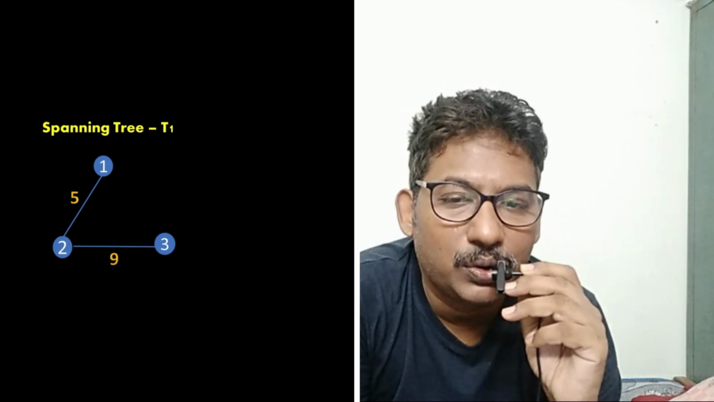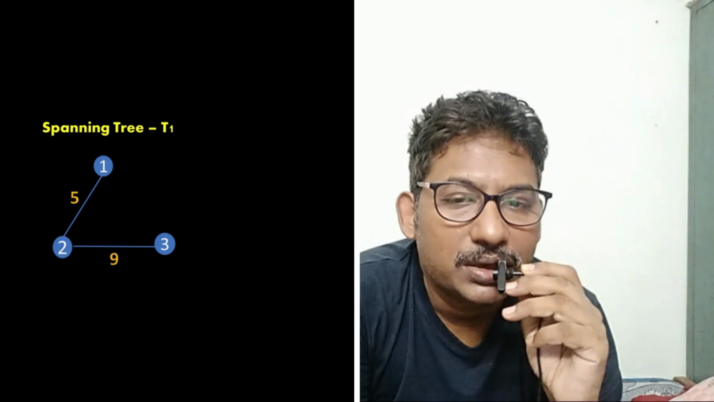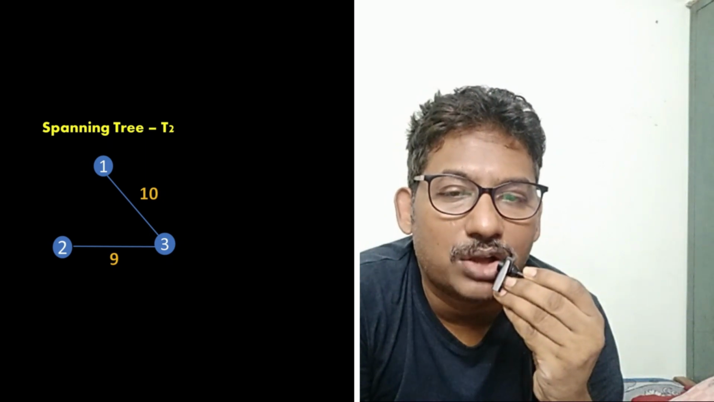This is spanning tree 1, T1, that is 1 to 2 and 2 to 3. The weights are 5 and 9, and we are going to calculate these two weights: 5 plus 9 equal to 14. The value of T1, the value of this particular spanning tree, is 14. So we are calculating the cost of the particular spanning tree, that is 14.